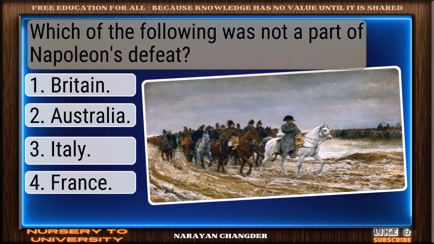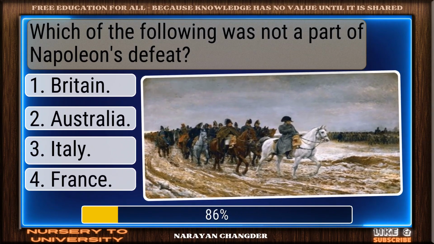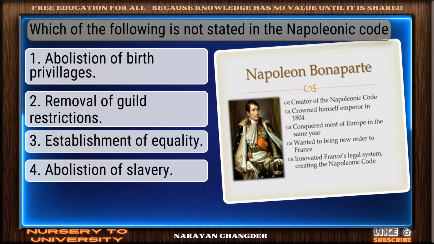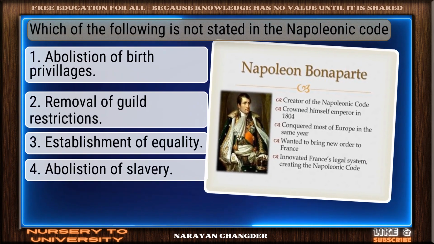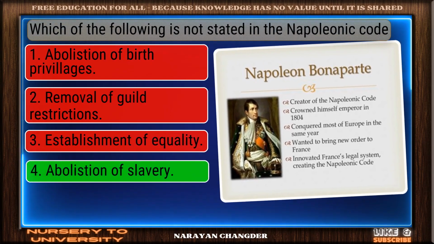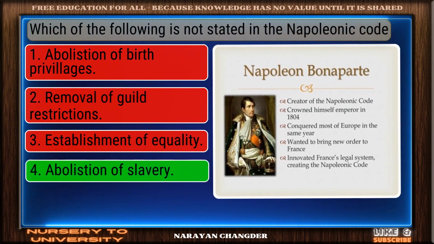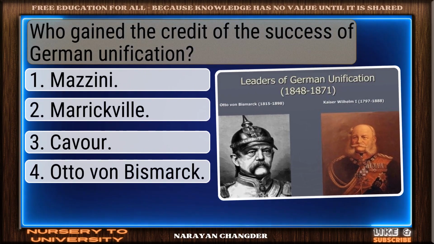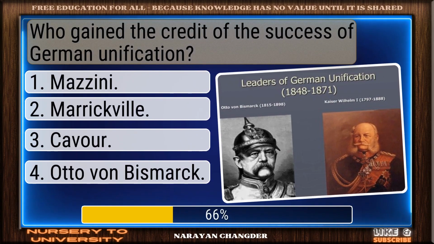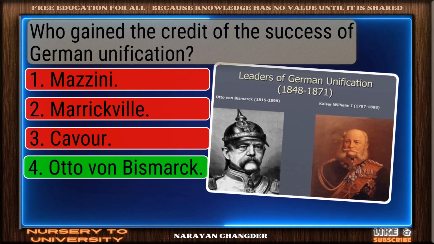Which of the following was not a part of Napoleon's defeat? Right again. Italy is valid. Which of the following is not stated in the Napoleonic Code? Exactly. Abolition of slavery makes sense. Who gained the credit for the success of German unification? Smart pick. Otto von Bismarck is correct.